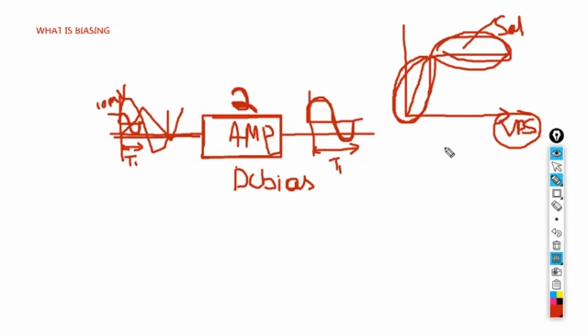So with this, we will proceed to the different types of biasing in the enhancement MOSFET and in the depletion MOSFET. There are different techniques. One is called self bias. The other one is called voltage divider biasing. The third is called feedback bias. All these are different types of configuration used in biasing.